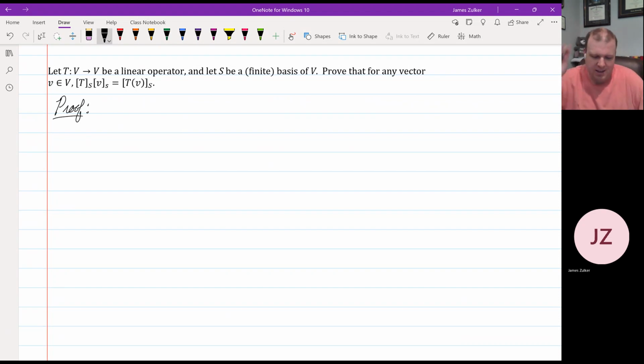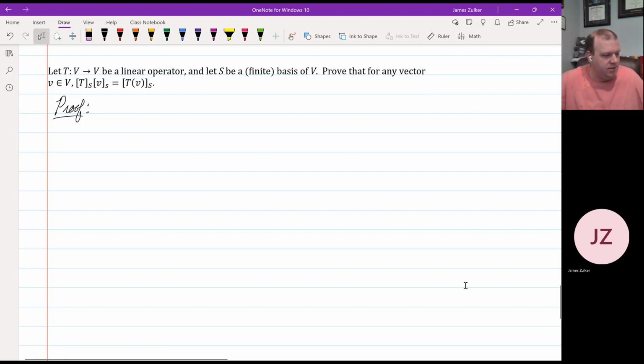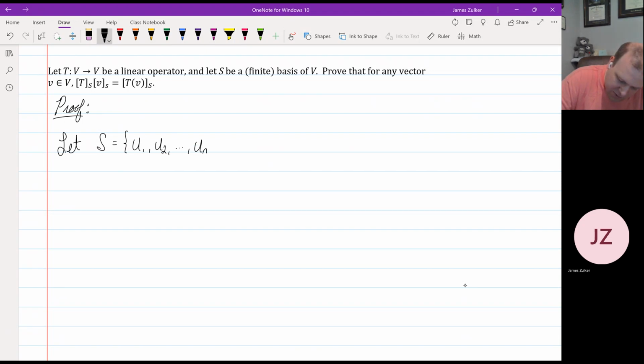So we're told that T is a linear operator from V into V. S is a finite basis of V. We want to prove the equation that we're working with, in 1 and 2. Let's go ahead and define our basis. It's going to be finite, so we're going to say it has elements U1, U2 up through UN. So we're just going to assume it has n elements. And this is our basis for V.